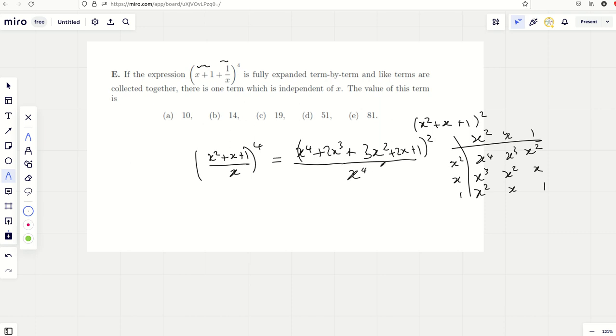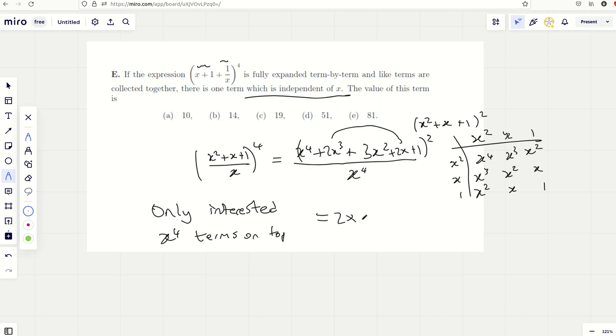Now at this point I don't really think I did any squaring at all, because really I'm only interested in the term independent of x. Now what does that mean? That means the term hasn't got anything to do with x. It's independent of x. I'm only interested in x to the power of 4 terms on top, because they will cancel with the x to the power of 4 on the bottom. So let's just see how I'm going to get that. Well, it's going to be really similar to last time. How are you going to get an x squared? Well, you're going to have that times that twice. So that's 2 times 2x cubed times 2x.